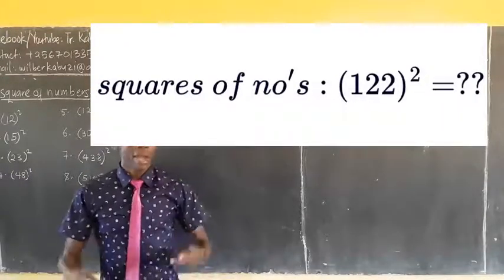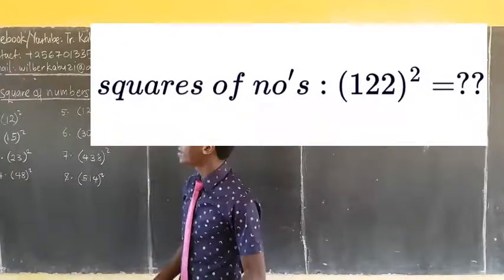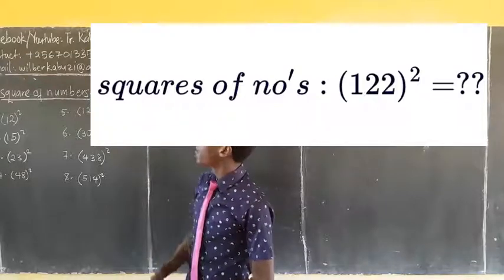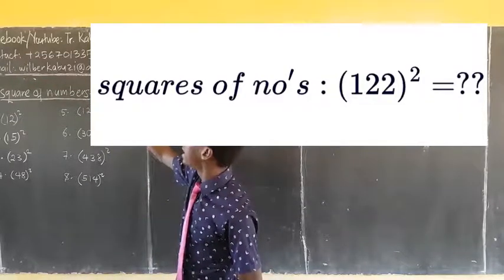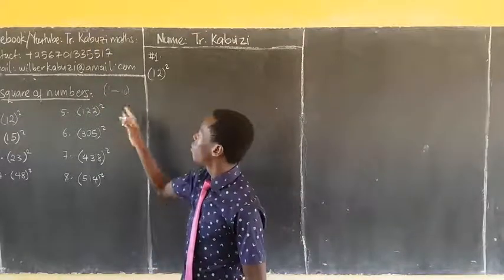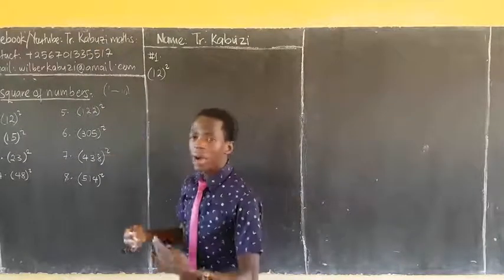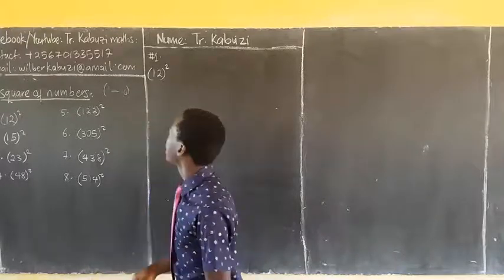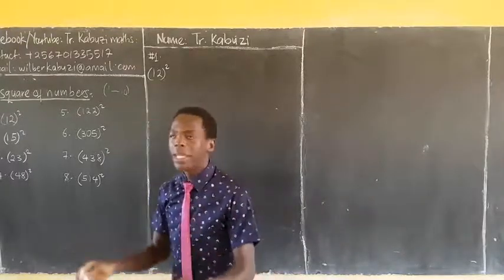Welcome, my students. Today we are going to see how you get squares of numbers. Now, we know from 1 up to 10, the square numbers are very easy. But when you go beyond 10, we are going to see you don't need a calculator to get them. This is the simple method.